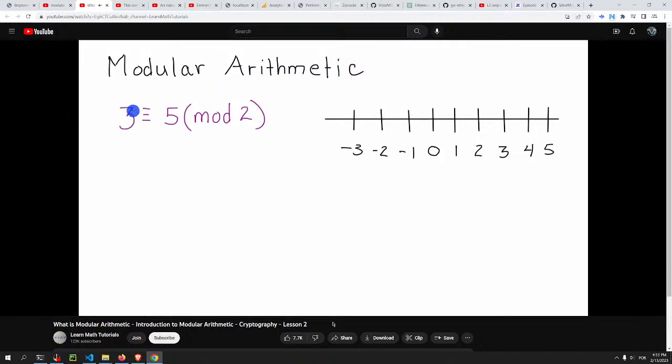Here I have a statement, and what the statement says is 3 is congruent to 5 mod 2. So essentially what that's saying is in the world of mod 2, 3 and 5 are equivalently the same thing. So how exactly does that work?